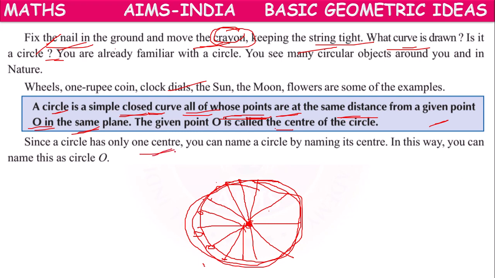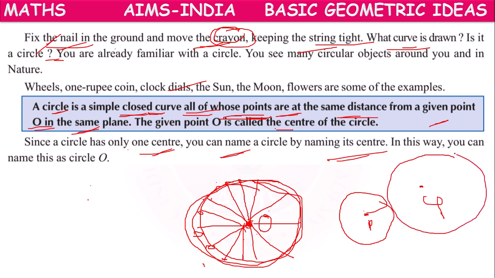So, a circle will have only one center. You can name a circle by naming its center. So we can call it circle O, because the center is O. If the center is P, one more circle, circle P. Or if the center is Q, one more circle, circle Q. With the name of the center, we can name the circle: circle O, circle P, circle Q, like that.